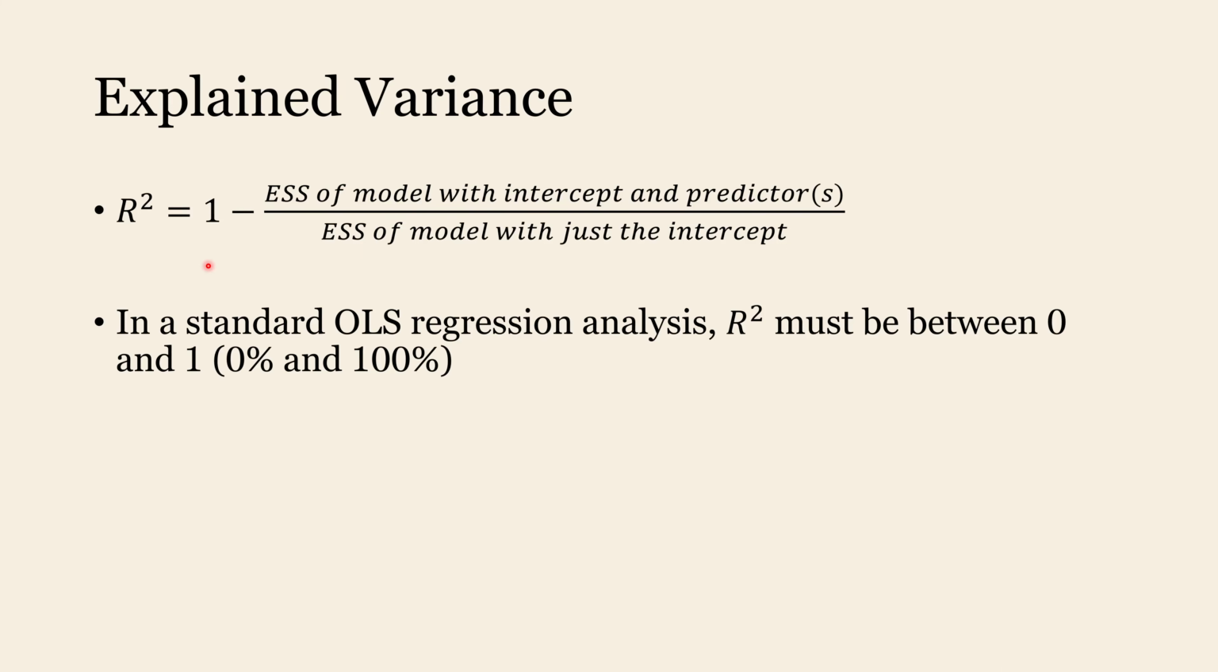When calculating variance explained in a standard ordinary least squares regression analysis where you have a single sample, R² must be between 0% and 100%, where 0% indicates that the predictors explain no variance in the outcome, and 100% indicates that your predictors explain all the variance in the outcome. There are certain situations where you can have negative explained variance, for example when using cross-validation.